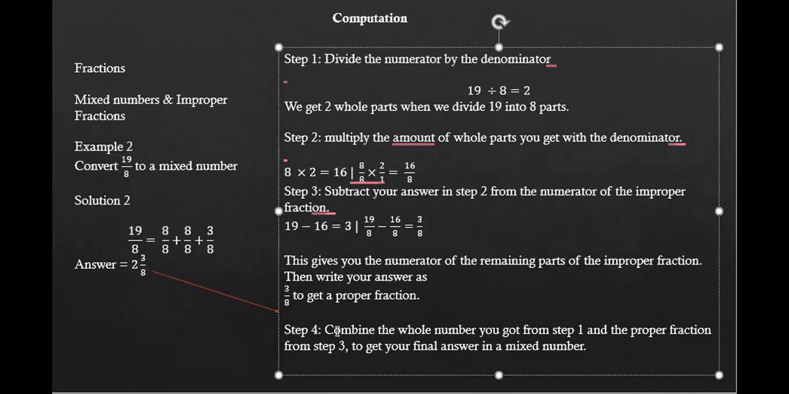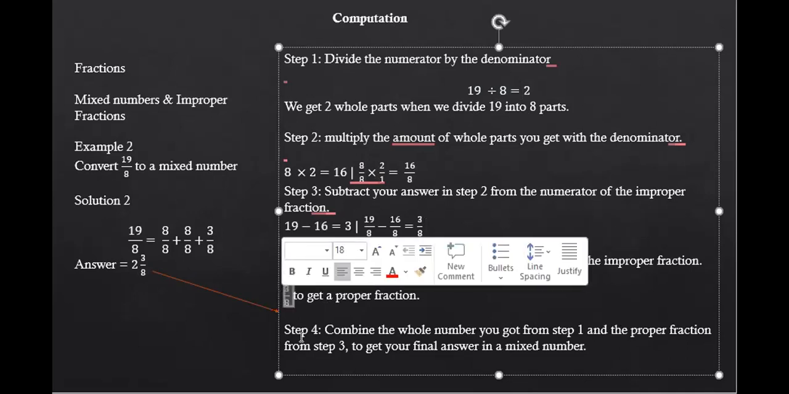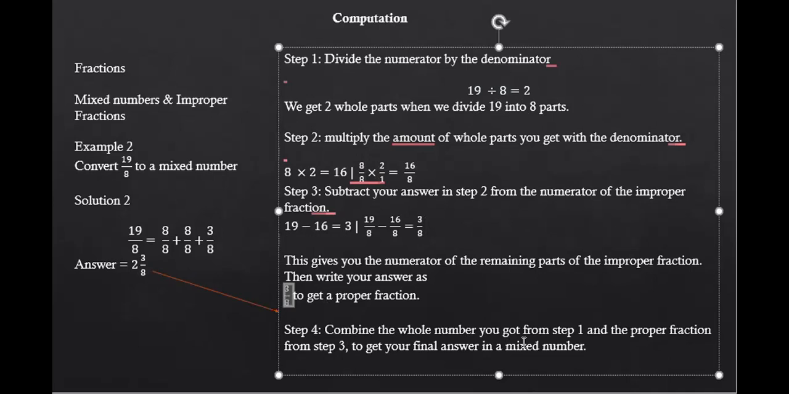And in step 4, we combine the whole number that we got from step 1, which is this 2, and the proper fraction from step 3, which is 3/8, to get your final answer in the form of a mixed number. So 19 over 8 is simply 2 wholes divided into 8 plus 3 parts of a whole that was divided into 8. So it's 2 and 3/8.